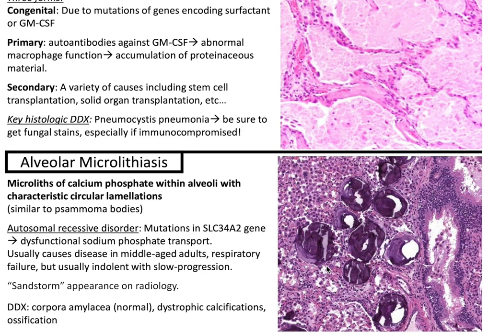Alveolar microlithiasis. This is microliths of calcium phosphate within alveoli with characteristic circular lamellations, similar to Psammoma bodies. It's an autosomal recessive disorder, and it's mutations in the SLC34A2 gene, leading to a dysfunctional sodium phosphate transport. It usually causes disease in middle-aged adults, respiratory failure, but usually indolent with slow progression.